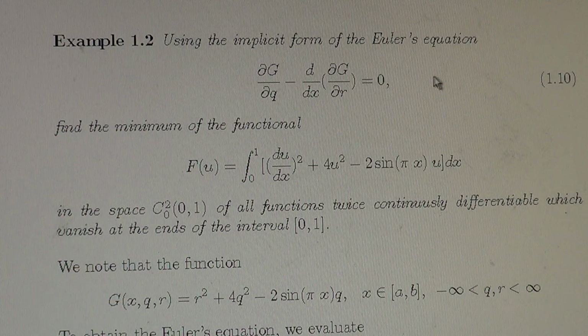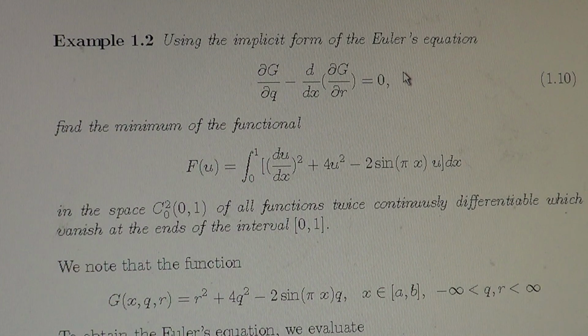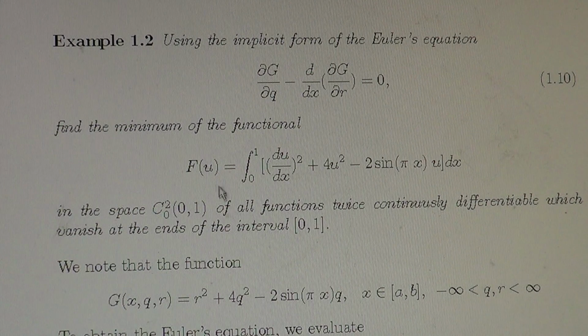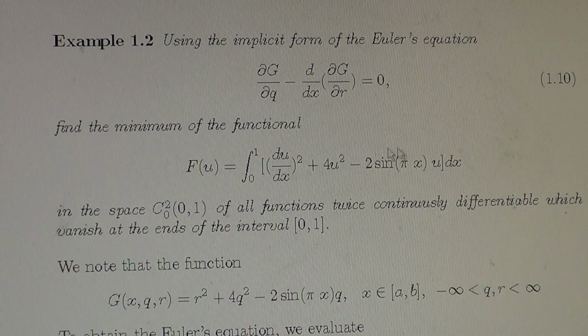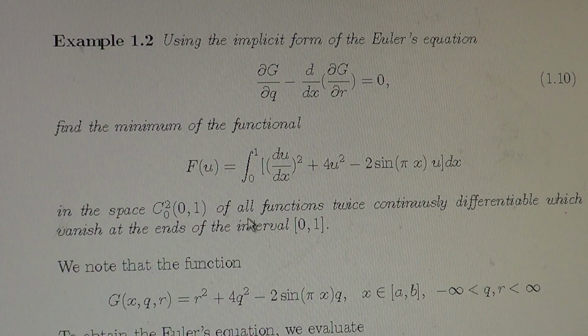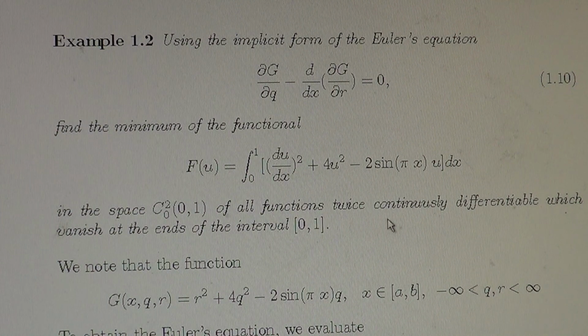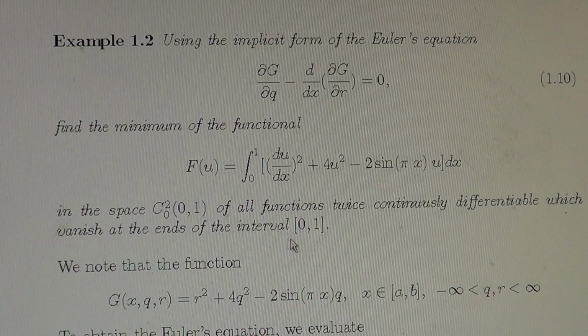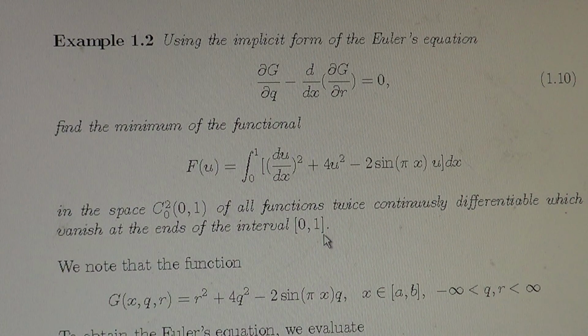Today we shall present one more example about the Euler-Lagrange equation. Namely, using the implicit form of the Euler's equation, find the minimum of this functional in the space C2 0 on the interval 0 1 of all functions twice continuously differentiable which vanish at the ends of the interval 0 1.